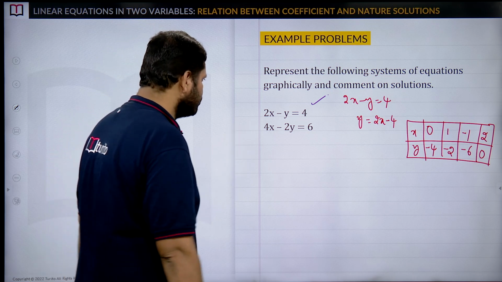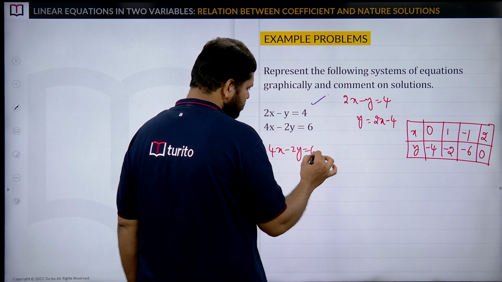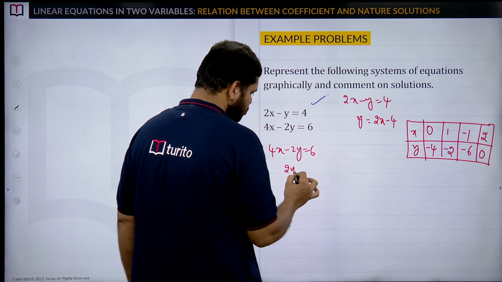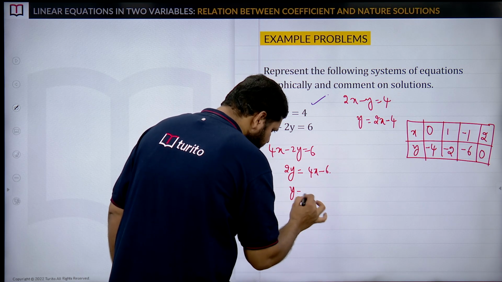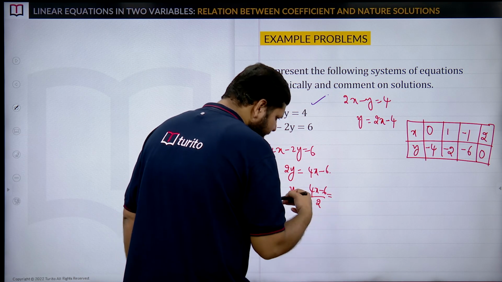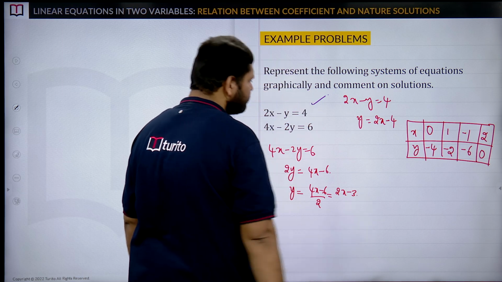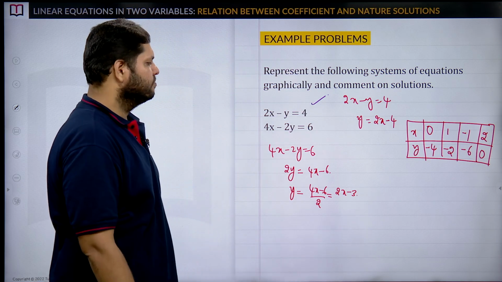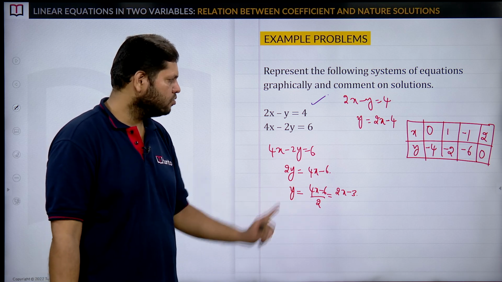Next, look at the second equation, children. 4x minus 2y is equal to 6. So 2y I can write as 4x minus 6. Then y is equal to (4x minus 6) divided by 2. If I cancel the 2, what will I get, children? I will get 2x minus 3.